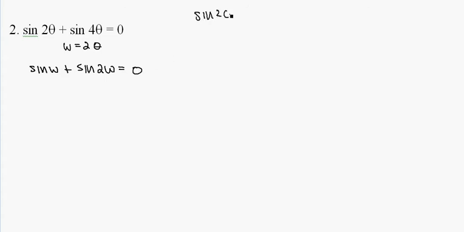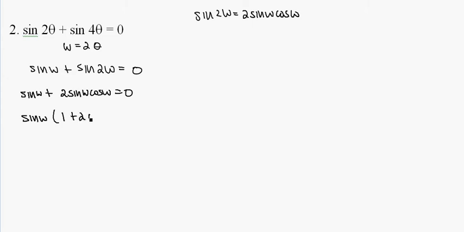So again, we have the sine of 2w in this case, which equals 2 sine w cosine w. So we get sine of w plus 2 sine w cosine w equals 0. Take out a greatest common factor of the sine of w. I get sine w times 1 plus 2 cosine w equals 0. I get sine of w equals 0, and I get 1 plus 2 cosine w equals 0. I subtract 1, and I divide by 2.